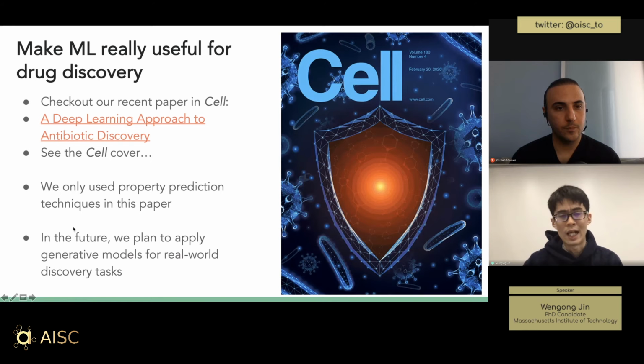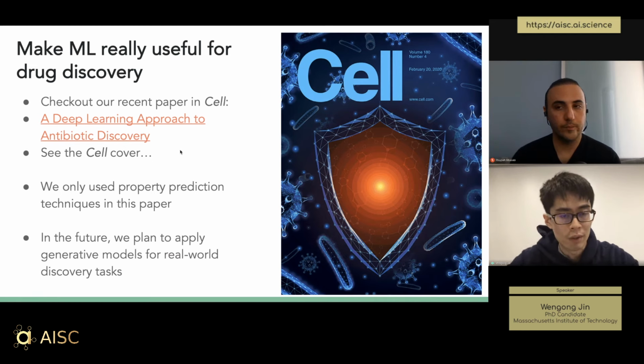Just as a last slide, I want to mention our recent paper, where we are trying hard to make these machine learning models really used for drug discovery. We just had a new paper accepted in Cell, called Deep Learning Approach to Antibiotic Discovery. It is a Cell cover article.